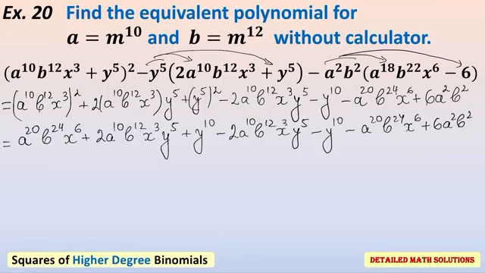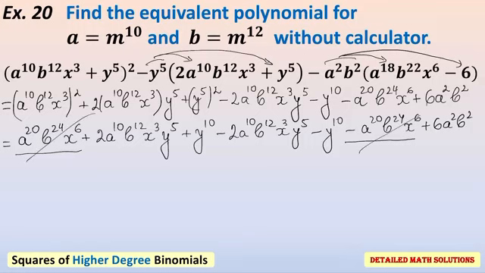What I notice here is that I have the same terms with opposite signs. So I have a to the 20th power b to the 24th x to the 6th power and negative a to the 20th b to the 24th x to the 6th power. The sum of these two terms equals 0, therefore they cancel out.